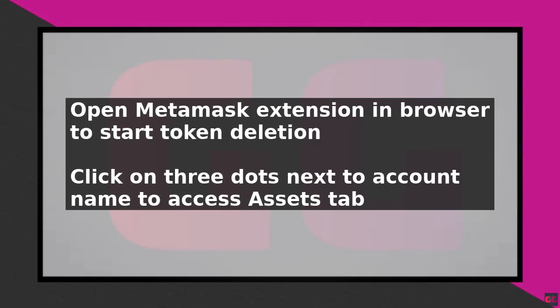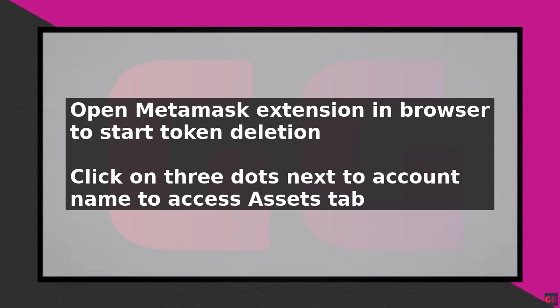To delete a token in Metamask, start by opening the Metamask extension in your browser. Click on the three dots next to the account name and select Assets from the drop-down menu. This will take you to the Assets tab where you can view all the tokens you have added to your Metamask wallet.